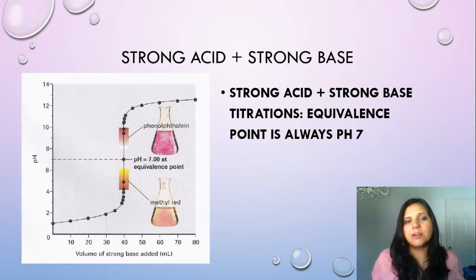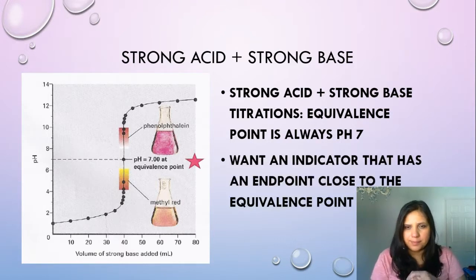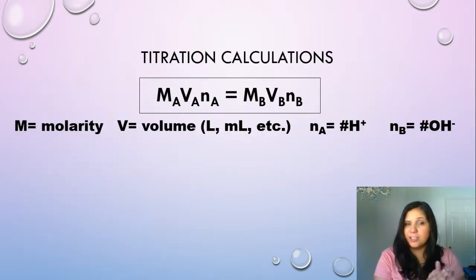So what we need for our titration, since the equivalence point happens at a pH of 7, is an indicator that changes close to a pH of 7. And so the two options here would be something like phenolphthalein or methyl red. They change color at those points. So the end point, the point that they change color, signals our equivalence point.